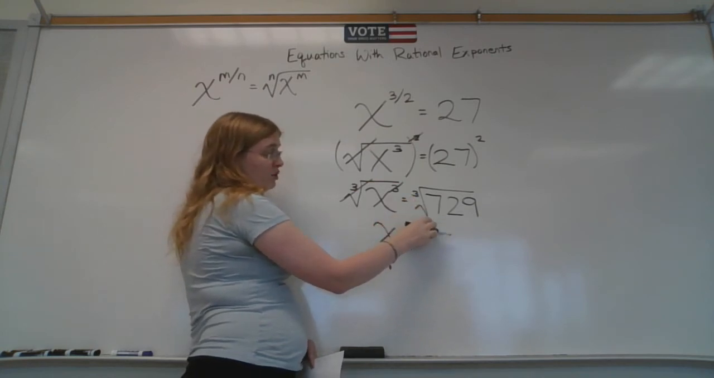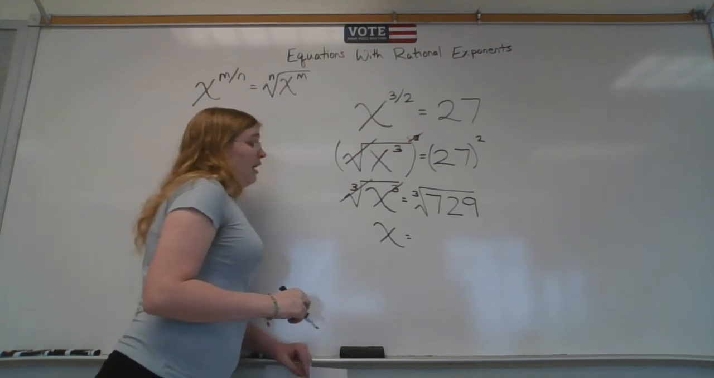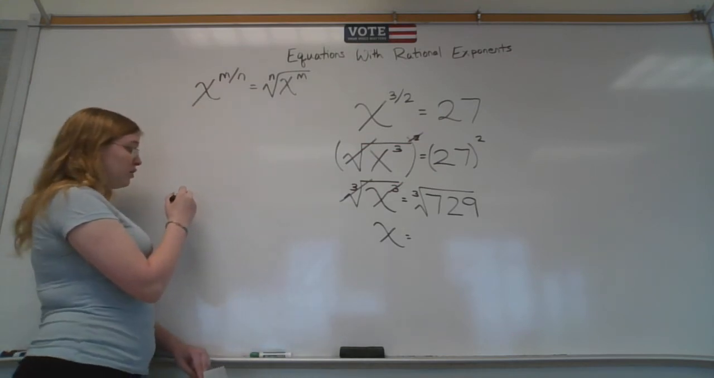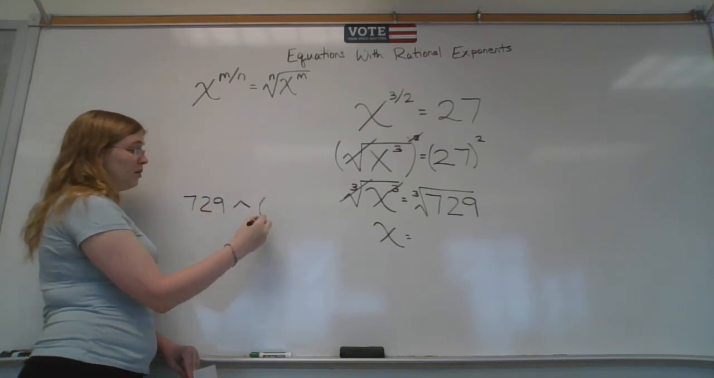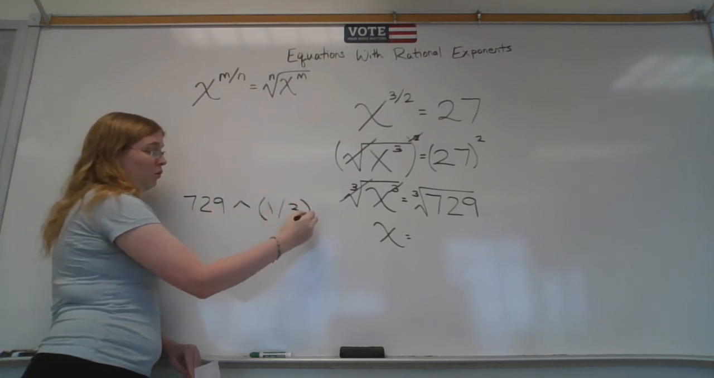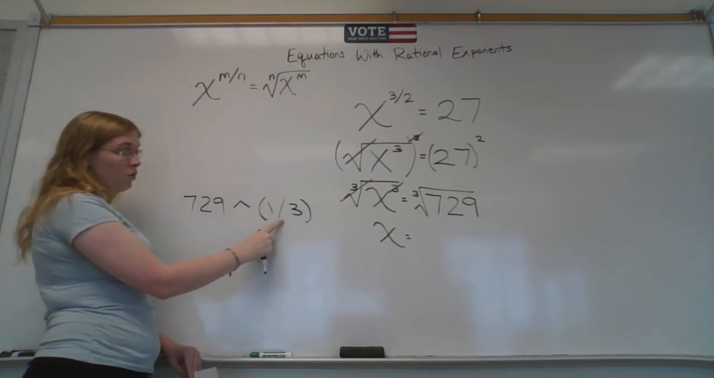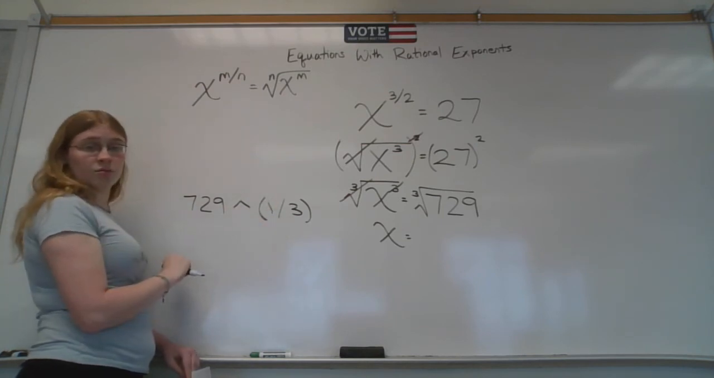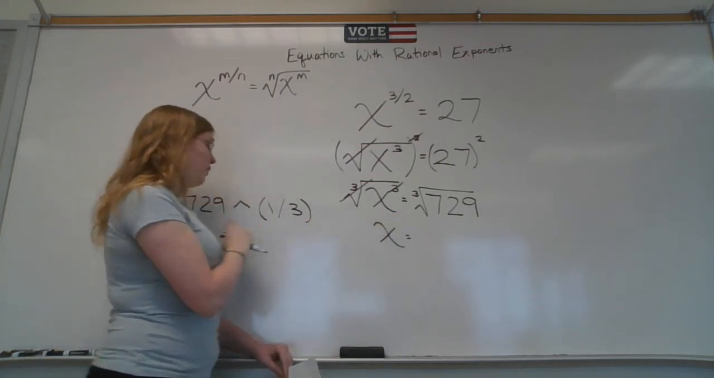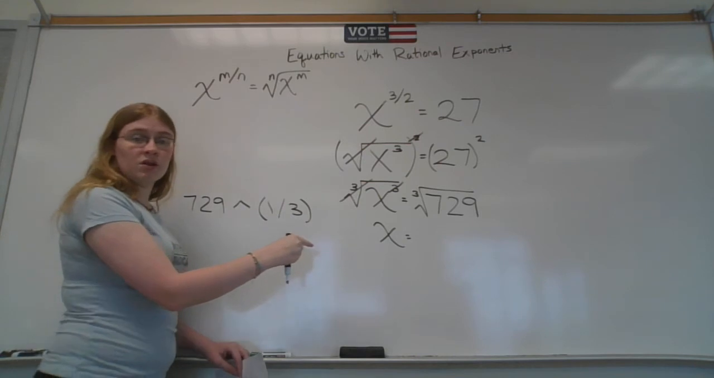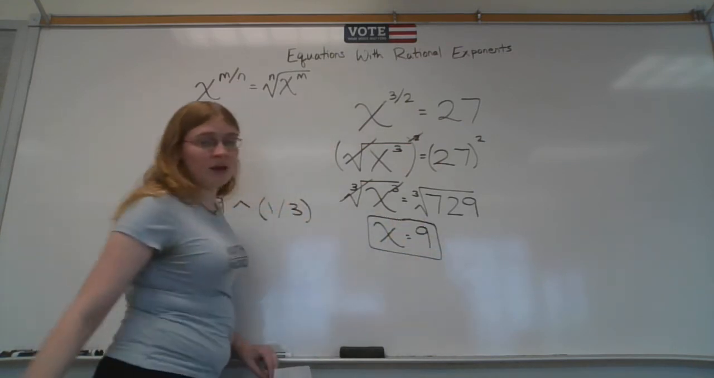And now you need the cube root of 729. This is something you do on a calculator. And more than likely, on your calculator, you'll have to enter 729 to the power of 1/3. Because remember, as I had just laid out, 1/3 is the same as cube root. So if you find 729 to the power of 1/3, you will get 9.